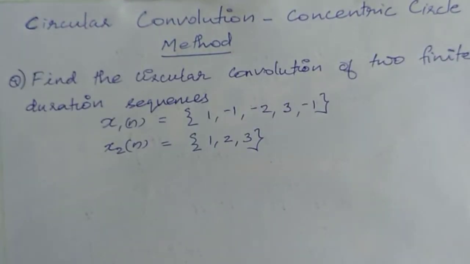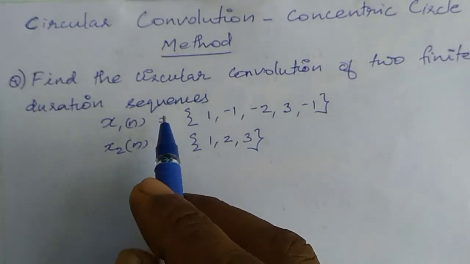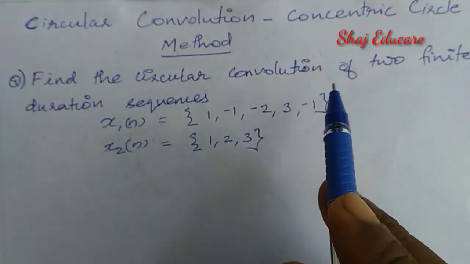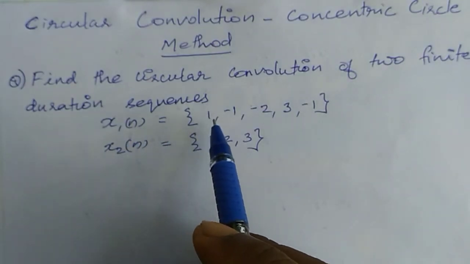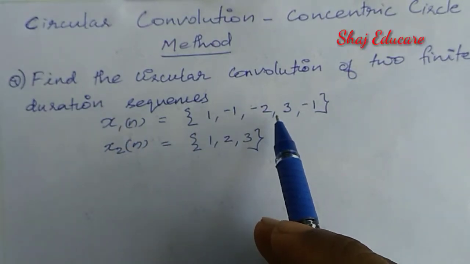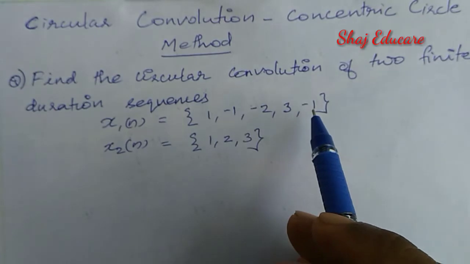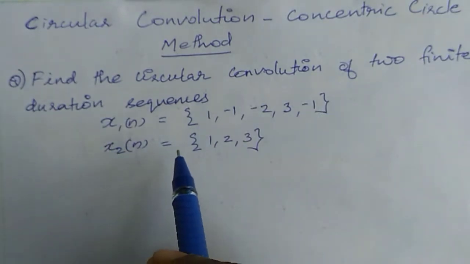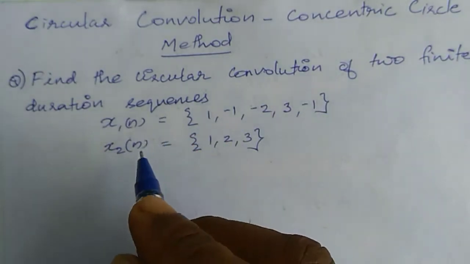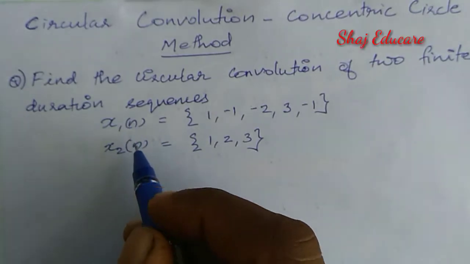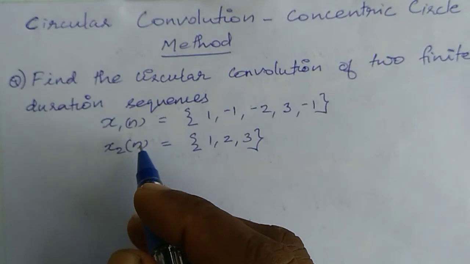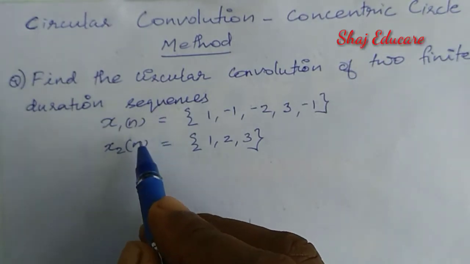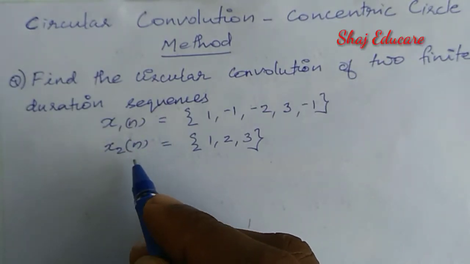Let us go through a problem. Find the circular convolution of two finite duration sequences x1 of n is equal to 1, minus 1, minus 2, 3, minus 1, and x2 of n is equal to 1, 2, 3. We have been given two finite discrete time signals and we have to find the circular convolution between x1 of n and x2 of n.